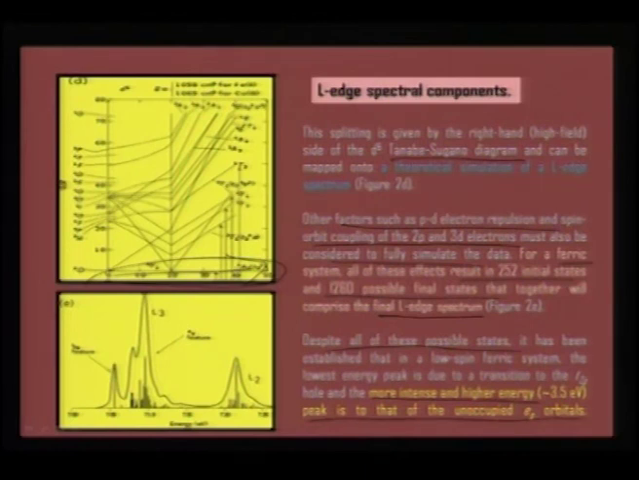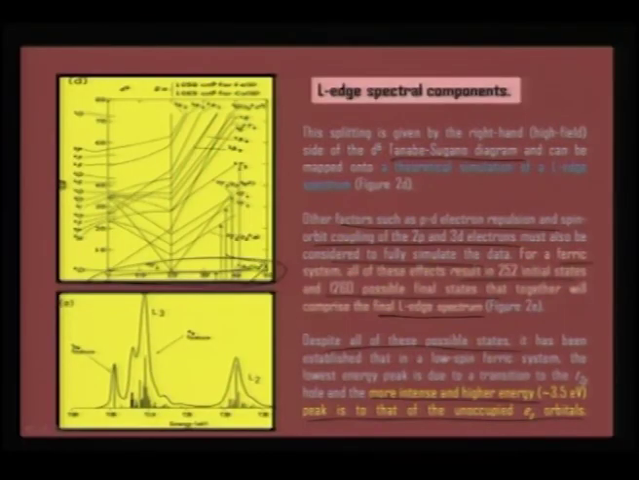So, although there are several states possible, selectively these two states predominate over the other contributions which can actually be mapped, and you can see that from the L3 edge. Although there are split patterns, you will be able to resolve which one is due to T2G and which one is due to EG.